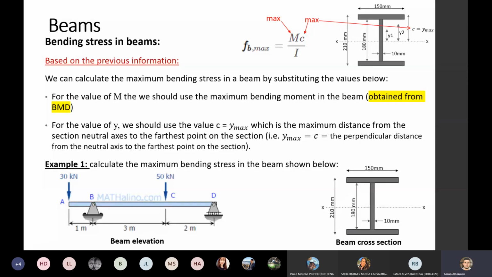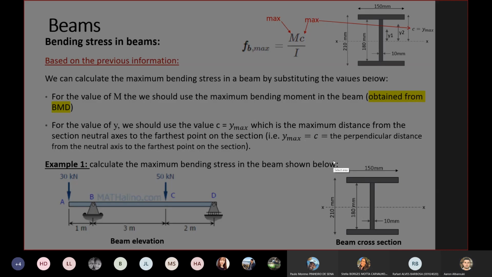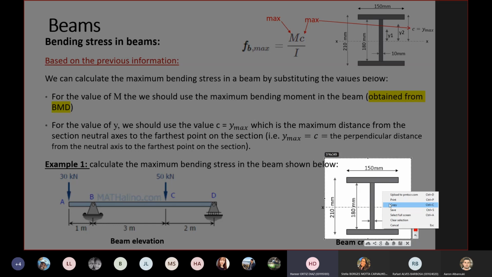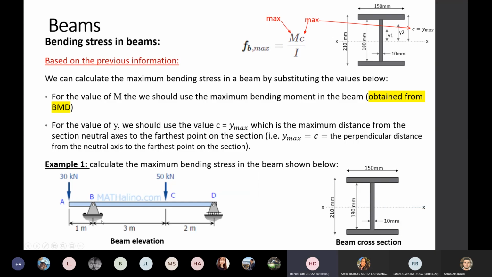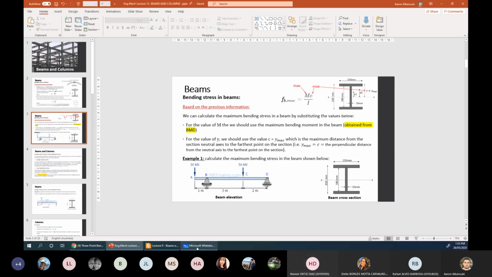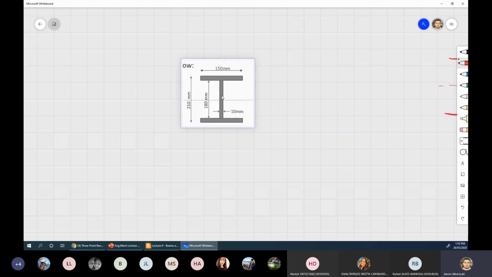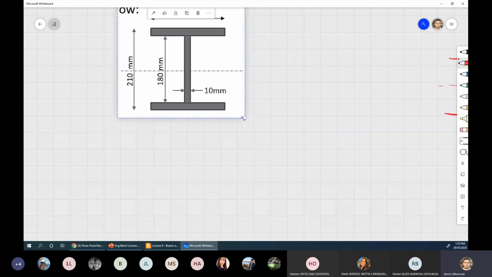Anyone? It's going to be 150 times 210 cubed, divided by 12. Yes, this is the moment. Okay, so let's look at that and see what Hannah suggested for us.